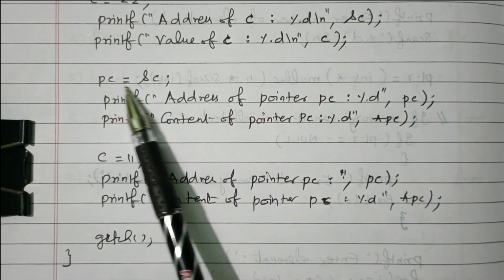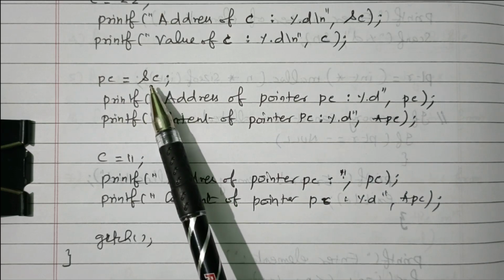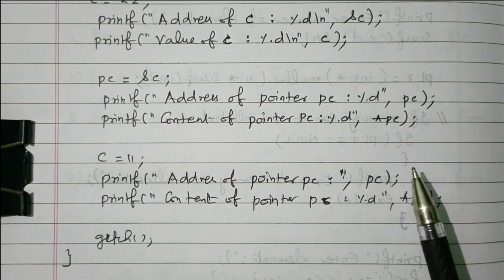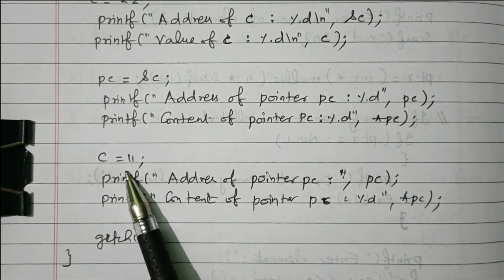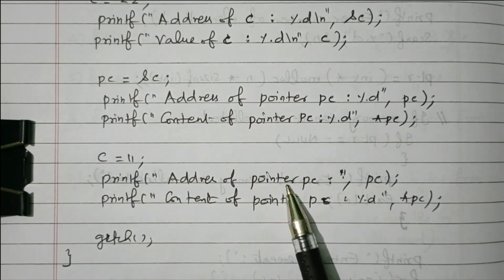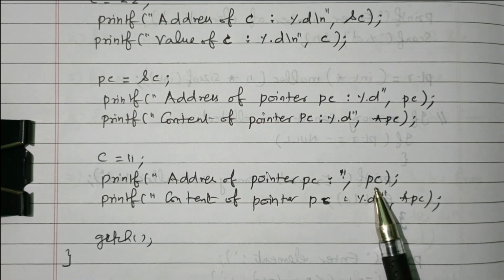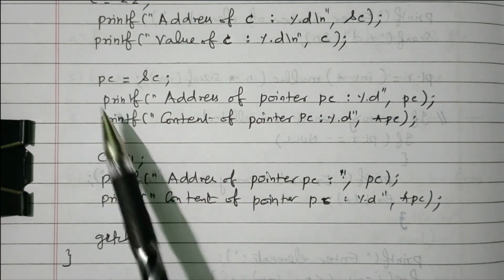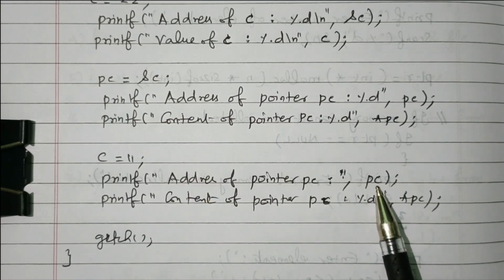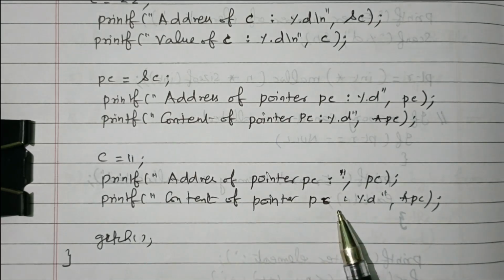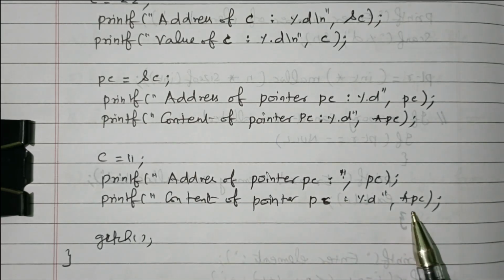After this statement, PC equal to address of C, the address of C is available in PC. While referring to PC, we are getting the address, right? And then C equal to 11. Now we are assigning C equal to 11. Printf address of pointer PC. Here we'll get the previous address only, because the address of C was already printed. So where this C is available, that address will be printed. Content of pointer PC, that also will print 11 only. Now the content of C is 11, right?